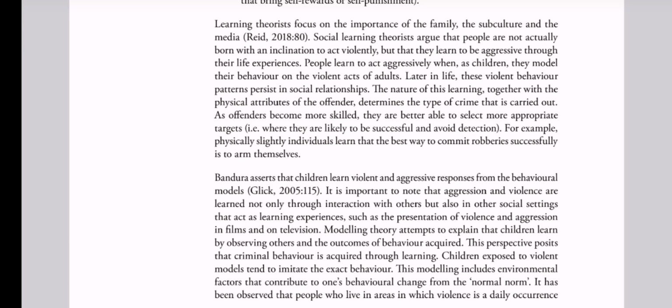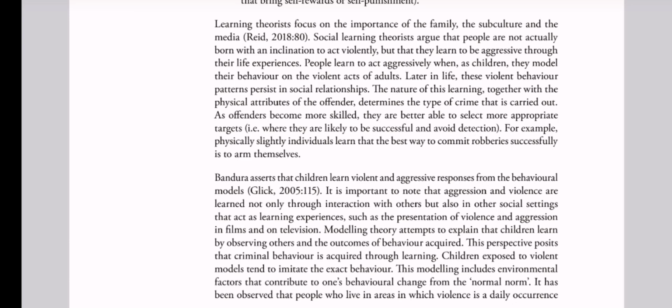Social learning theorists argue that people are not actually born with an inclination to act violently, but that they learn to be aggressive through their life experiences. People learn to act aggressively when, as children, they model their behavior on the violent acts of adults. Later in life, these violent behavior patterns persist in social relationships.